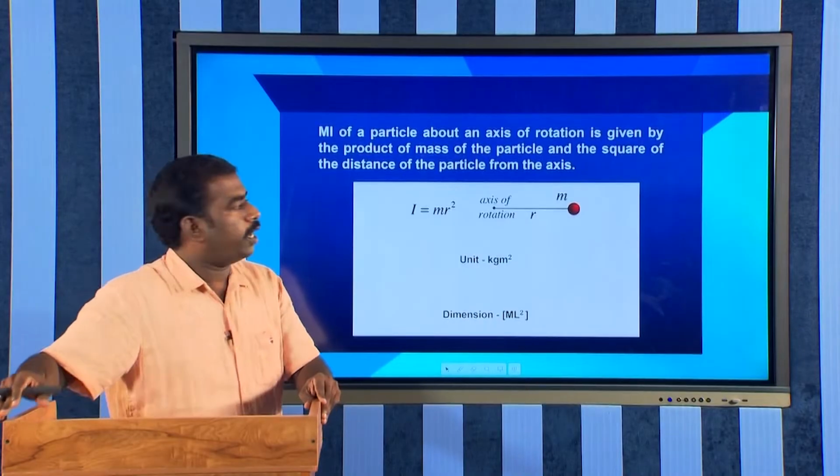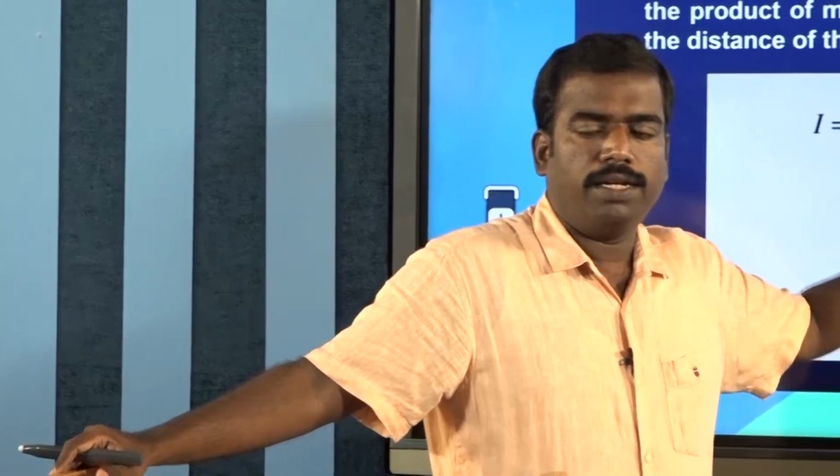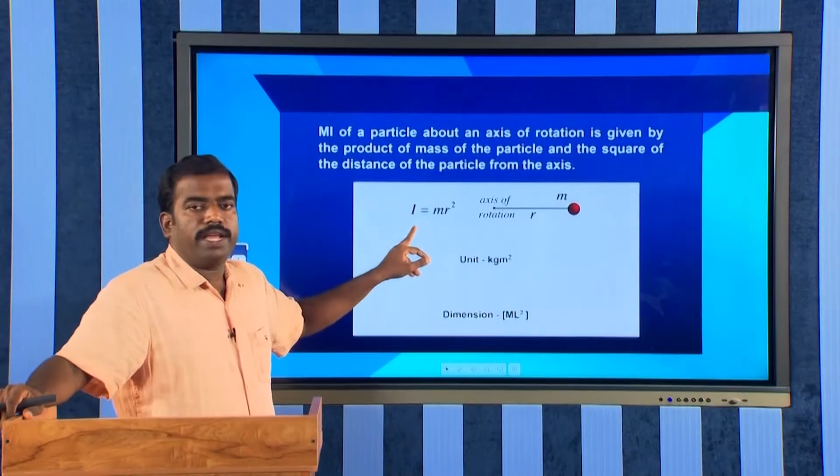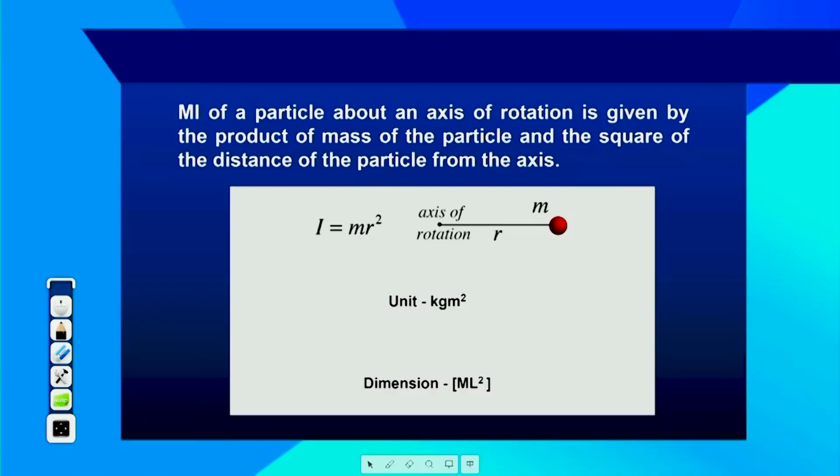So moment of inertia of a particle about the axis of rotation is the product of the mass of the particle and the square of the distance of the particle from the axis of rotation. Here you can see, this is the axis of rotation and the mass is at a distance of r from the point. So moment of inertia I equals the product of mass m into r square. The SI unit of moment of inertia is kilogram meter square, and the dimensional formula is ML square. So this is the definition of moment of inertia of a particle.